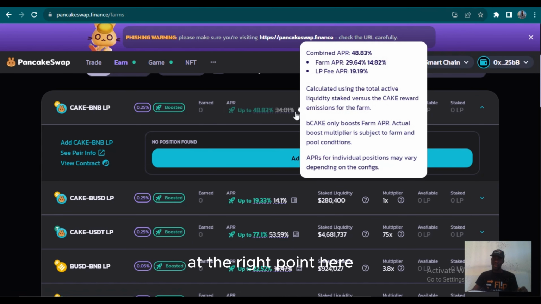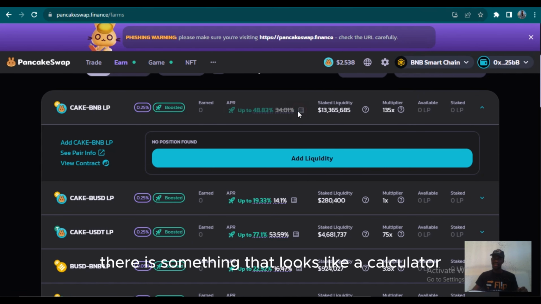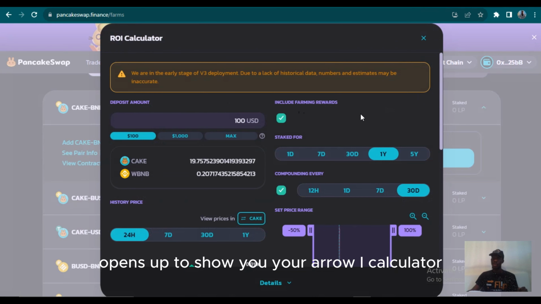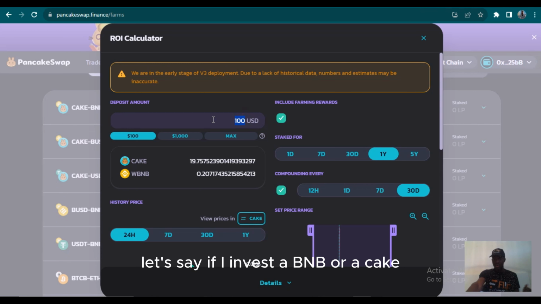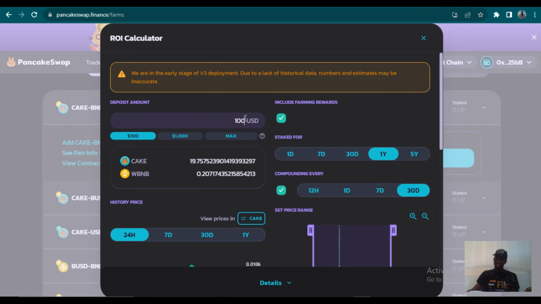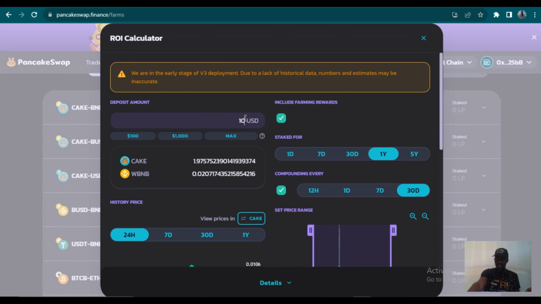Now, how do you check for your annual percentage return? At the right point here, there is something that looks like a calculator. Once you click on it, it opens up to show you your ROI calculator. So you can choose a specific amount. Let's say I invest BNB or Cake worth 500 USD.